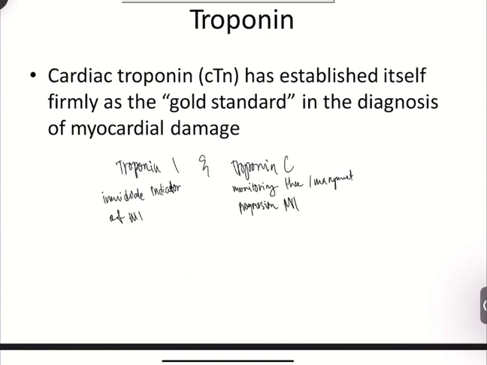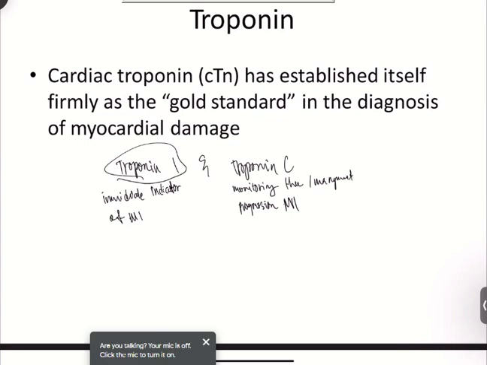Okay? So ano yung commonly natin na-encounter in the laboratory? You will have your troponin I. So if ever the physician requested for troponin I, it is suspected to have a myocardial infarction or heart attack. Okay?